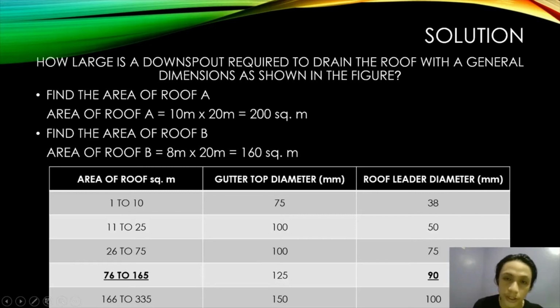So it's still easy, as we only need the roof area. If you have the roof area, then we will only refer to our table. Then you will know the diameter that must be used.